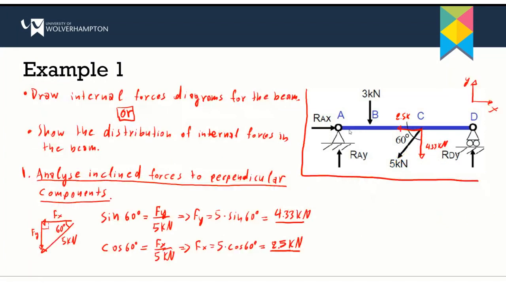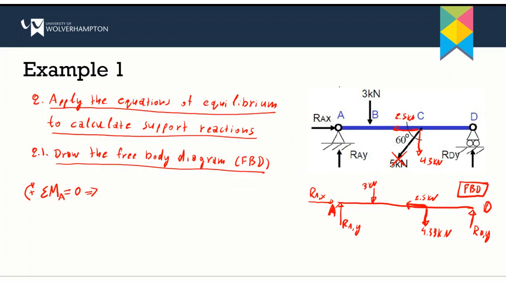Let me go back. Oh, we haven't given any dimensions. That's fine. Let me give them over here. Let's say that this one is 1 meter, this one is 2 meters, and this one is 2 meters as well. So the distance between points A and B is 1 meter. This is the perpendicular distance of this force to this point. So 3 kilonewton force times 1 meter, and now I need to decide whether it is positive or negative. What do you think? Is it a positive moment or a negative moment?